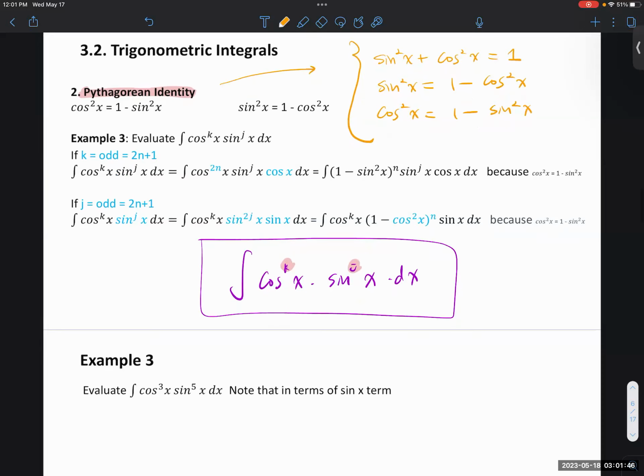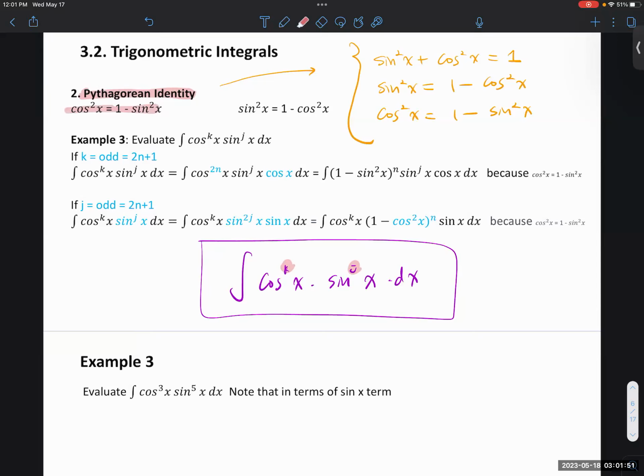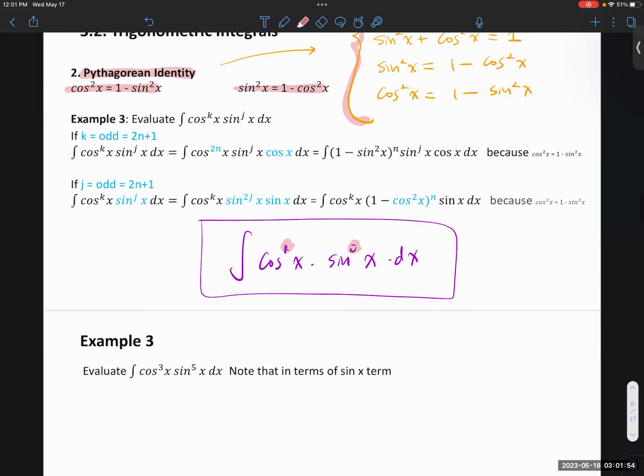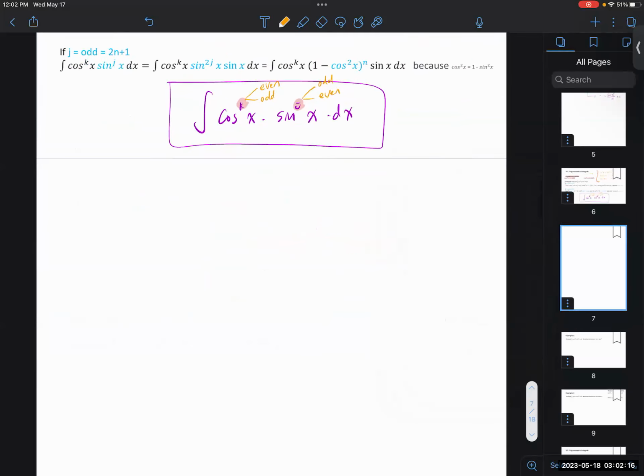So I'm going to show you. Here is the case. There is a Pythagorean theorem, and then we have to think about a couple of things. Sometimes k could be an even number or odd number, or j could be an odd number or even number. Depending on even or odd, we might have different cases. So let me show you those cases. Anyway, we are trying to find out the general form when you have a power on both cosine and sine functions.